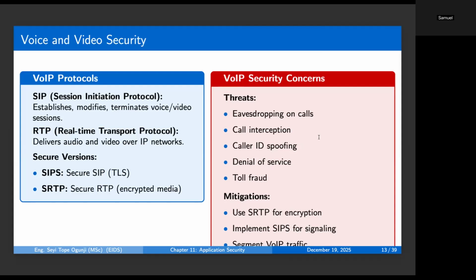Then there is denial of service. And there is what we call toll fraud. In toll fraud, you are making expensive calls on someone else's account. So how do we mitigate this? Of course, it's good to use secure real-time transport protocol. Then we can implement SIPS, which we have talked about, secure session initiation protocol. And we can segment VoIP traffic so we can really monitor where things are going wrong.